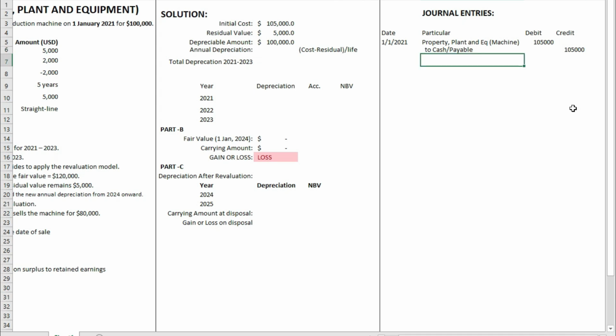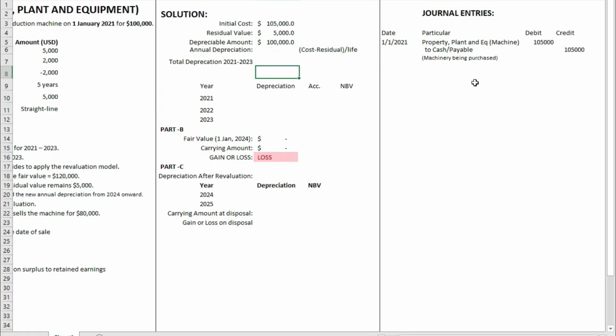We can write the narration there: machinery being purchased. So we have the machinery being purchased, and we have added the journal entry.